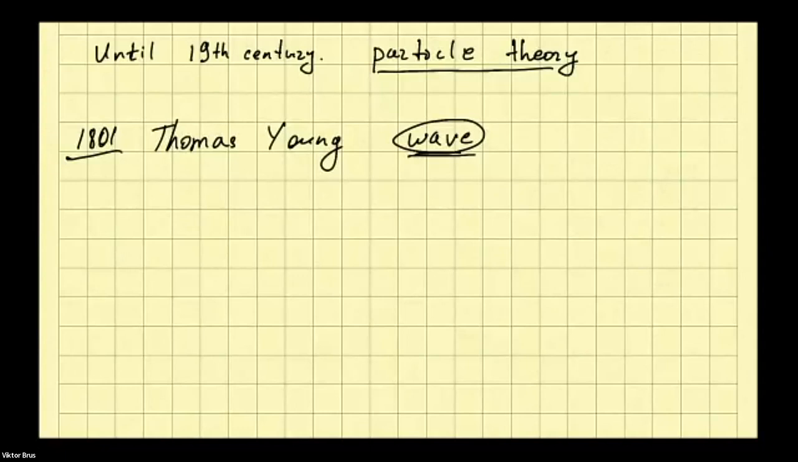So it was shown that with an increase of light intensity, the kinetic energy does not increase. We just get more electrons, but not the same amount of electrons with higher kinetic energy. So as you remember, the intensity of an electromagnetic wave is proportional to E squared.